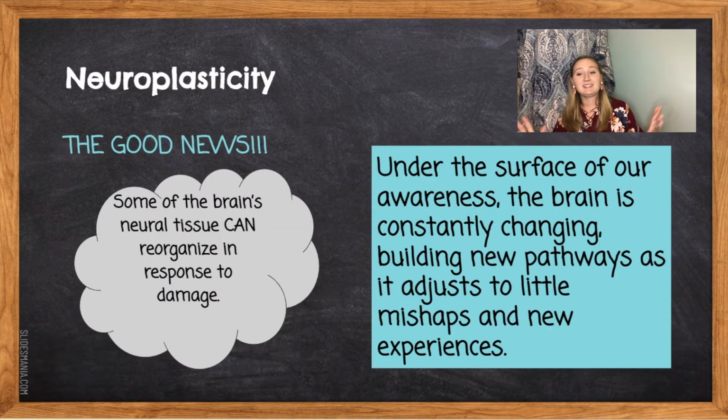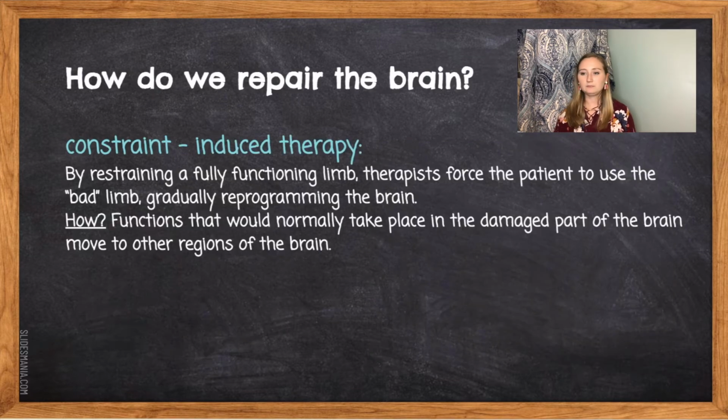The good news is that some of the brain's neural tissue can reorganize in response to damage. Under the surface of our awareness, the brain is constantly changing. It builds new pathways as it adjusts to little mishaps and new experiences, like falling and hitting your head. That causes minor levels of brain damage. This is not concussion level stuff, but it is minor levels of brain damage, and the brain has to go, oh, what do I do? And fix itself, right? Okay, so how do we repair the brain?